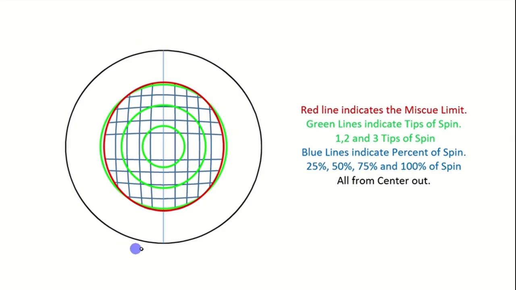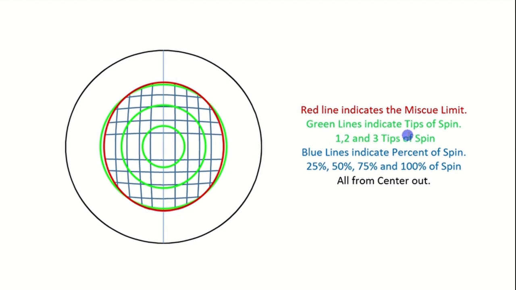So this is the diagram of a cue ball with regards to spinning the cue ball. The red line indicates the miscue limit, which is about 125% of spin on the cue ball. The green line represents tips of spin. For this chart, we are using half the diameter of a cue tip as one tip of English. So there's 3 green lines. Half the tip is 1 tip of spin. The full tip diameter is 2 tips of spin, and a tip and a half, or a diameter of 1.5, is 3 tips of spin.